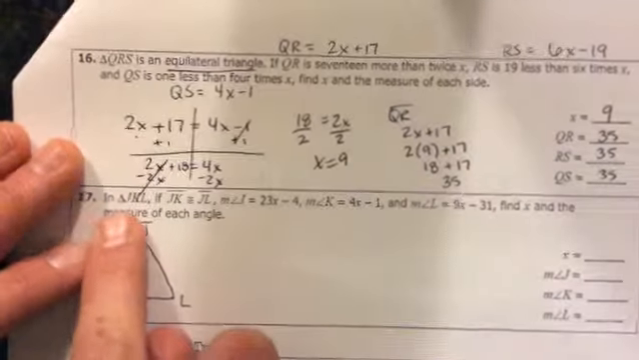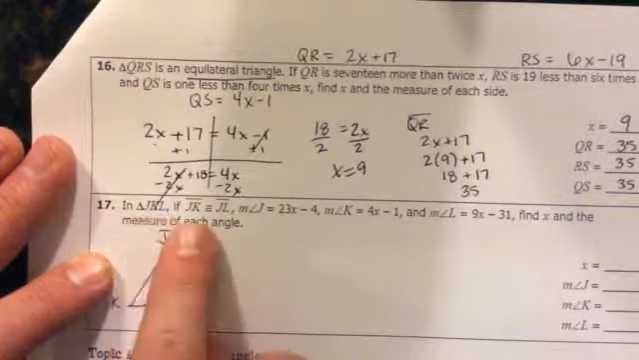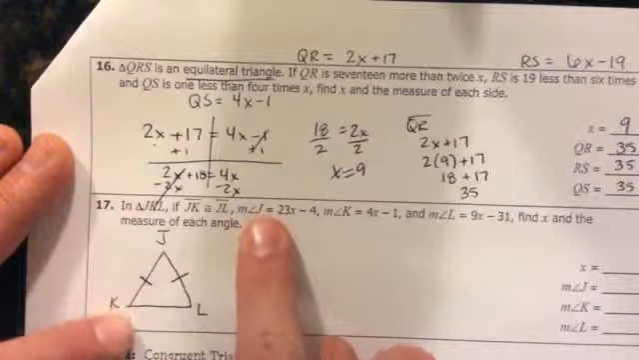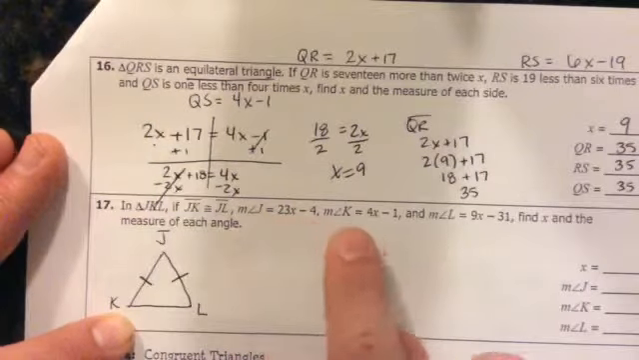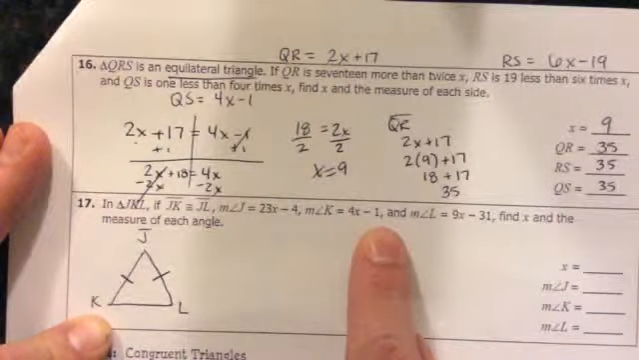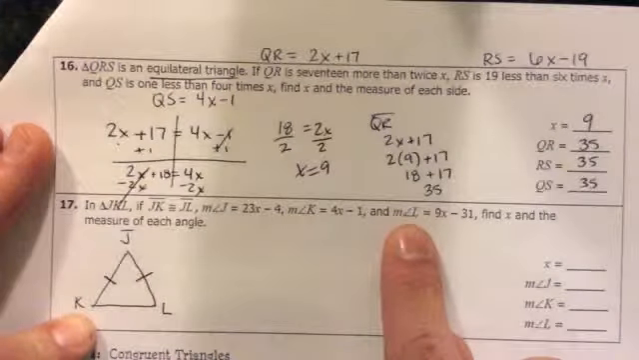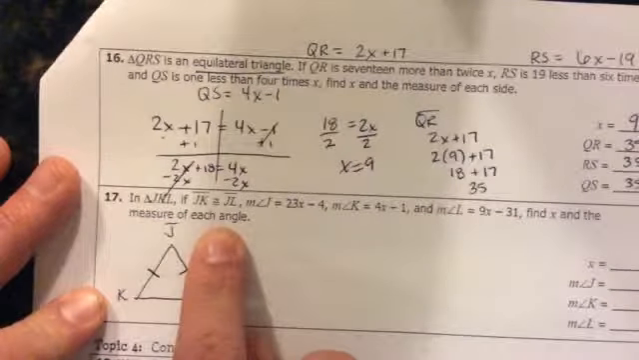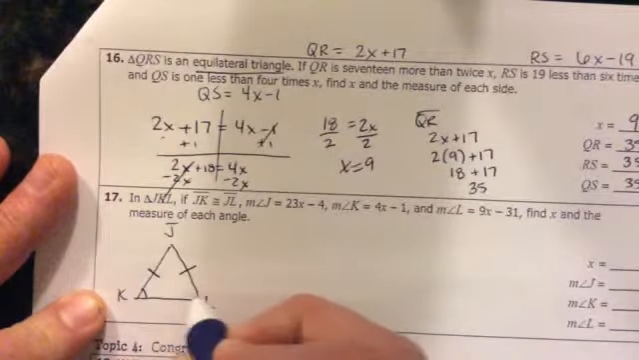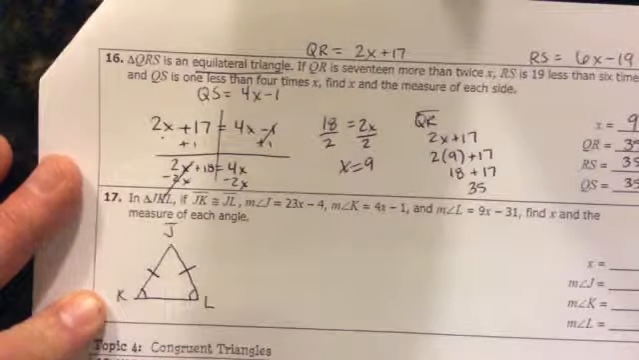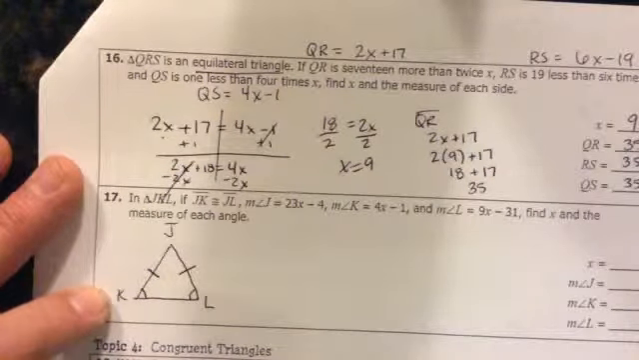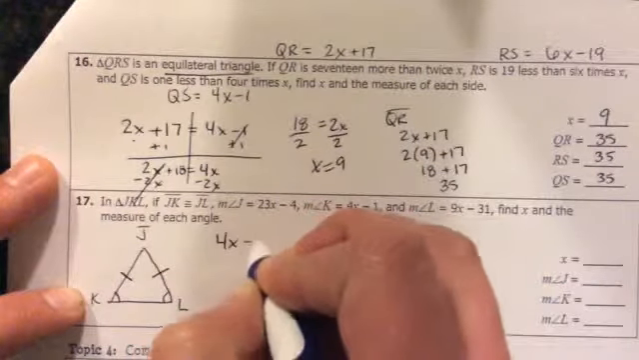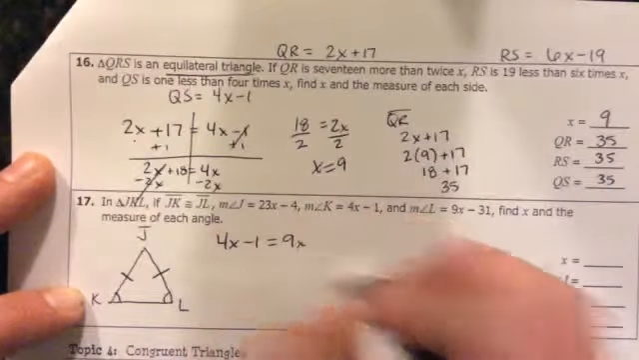Alrighty, moving on. In number 17, triangle JKL. If JK is congruent to JL, I'm going to draw the marks there. Angle J is 23x minus 24. Angle K measures 4x minus 1. And angle L measures 9x minus 31. Find x and the measure of each angle. Well, the ones we want to work with here are K and L because those are across from our congruent legs there. So K and L, those are congruent. So I'm going to say 4x minus 1 equals 9x minus 31.